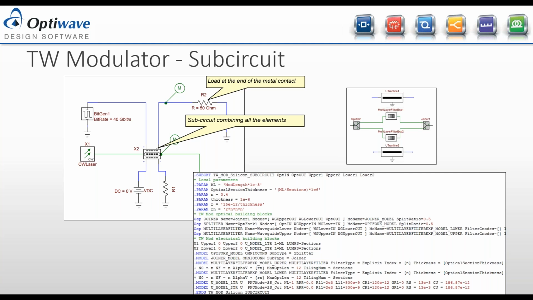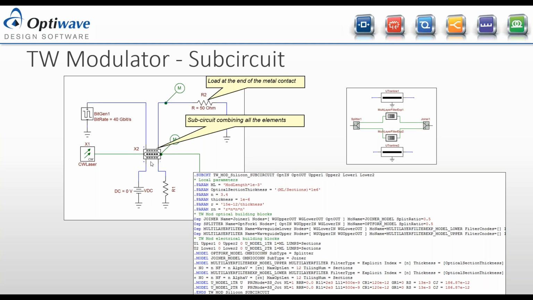Now, finally, there are two ways of creating subcircuits in the transmission line in OptiSPICE. One way is building it in the circuit, as you see here. The other way is writing a subcircuit netlist, and this is what's being done over here.